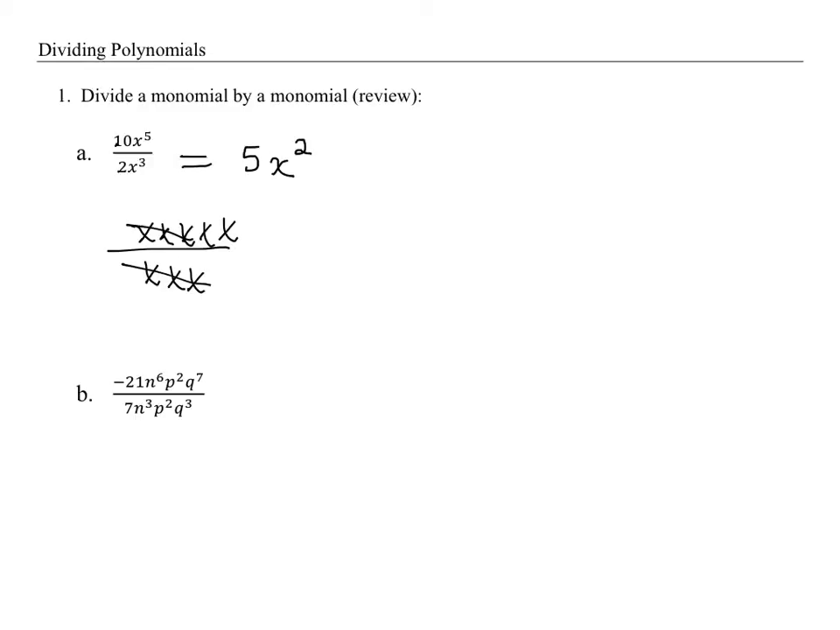Now let's do this next one. So negative 21 divided by 7 is a negative 3. n to the 3rd, because 6 take away 3 is 3. Now it's p to the 0. 2 take away 2 is 0. And q to the 7th divided by q to the 3rd is q to the 4th.